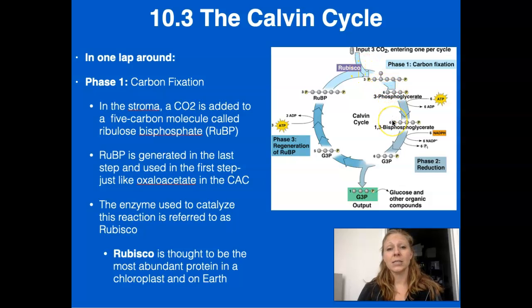We're not going to learn these names. We're not going to worry about them too much here, but know that the process starts with RuBP and a carbon dioxide. The enzyme that is taking this RuBP and connecting it to a carbon dioxide molecule is called rubisco. Rubisco is very prevalent in chloroplasts. It's the most prevalent protein in a chloroplast, and also thought to be the most prevalent protein in the world on Earth. So that is phase 1.